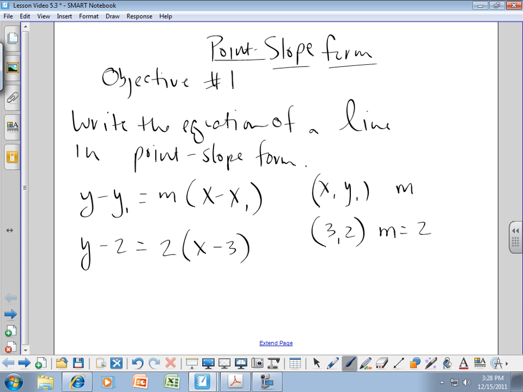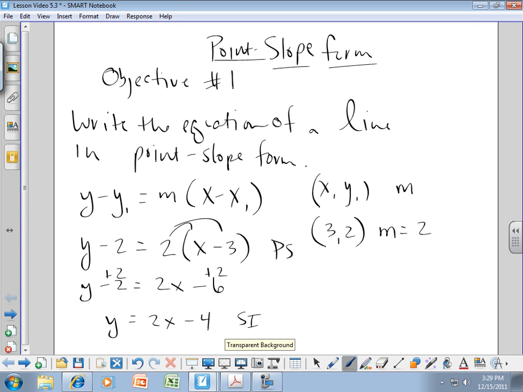Pretty magical, huh? Hey, could you change that into slope-intercept form? Yes, you could. It would take 2 steps. Step number 1, distribute. 2x minus 6. Step number 2, get y by itself. 2x, what's negative 6 plus 2? Minus 4. This is point-slope form. This is slope-intercept form. All right? Point slope form. This is good stuff to use.